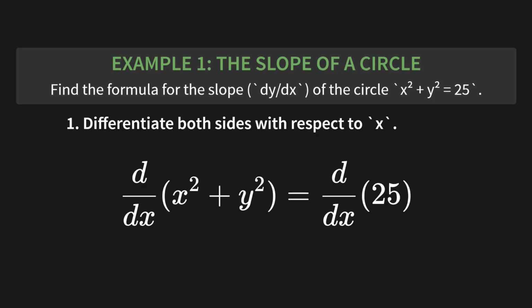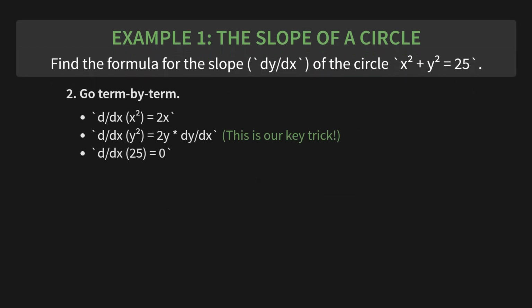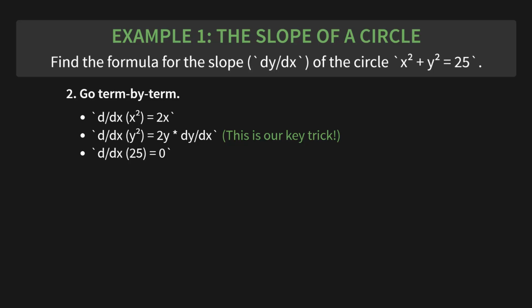Differentiate both sides with respect to x. So we take d/dx of x squared plus y squared and set it equal to d/dx of 25. All right, now for step 2. Let's go term by term. The derivative of x squared, that's 2x. Easy. The derivative of y squared.